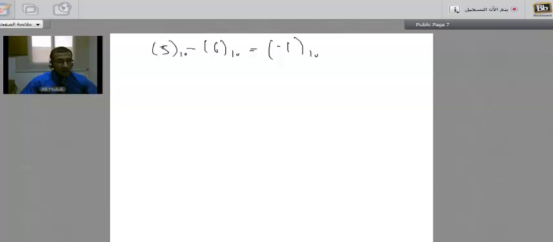According to the rule I said to you now, which number do we need to change to its one's complement? Which number? Okay, that's right, 6. Thank you very much. You all answered correctly. So number 6 is the one that we need to change to one's complement.